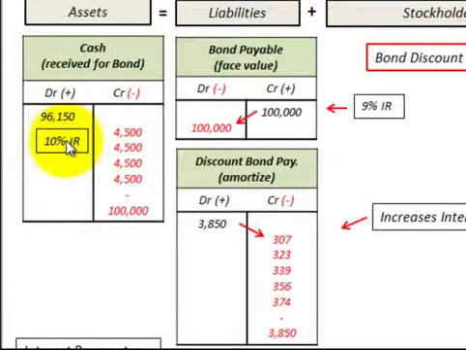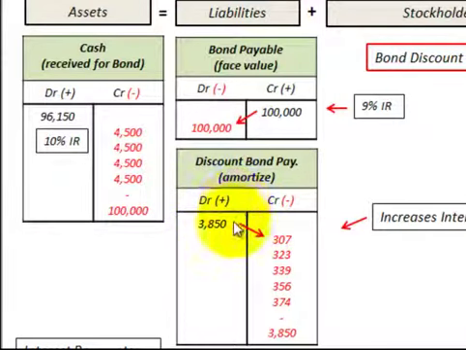So you can see the difference here already. You've got a 10% market rate of interest compared to the 9% stated rate of interest here on the bond. So we need a balancing account between the cash amount here and the bonds payable. And what we use here is a discount to bonds payable. Now this is a contra account to bonds payable, and it reduces the bonds payable amount. So our balancing entry here would be a debit of $3,850.